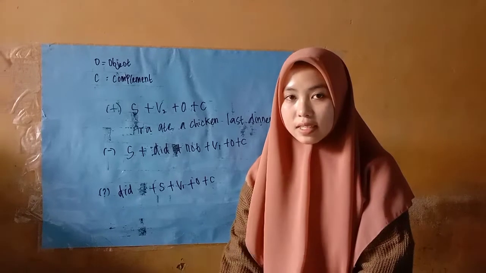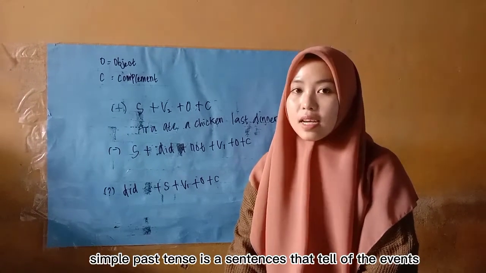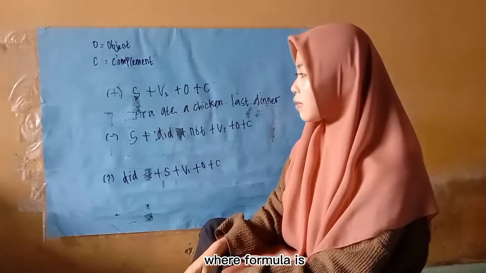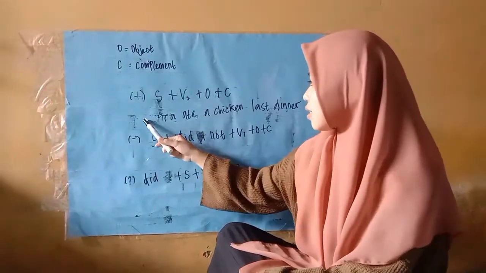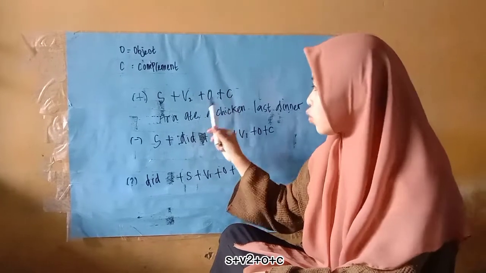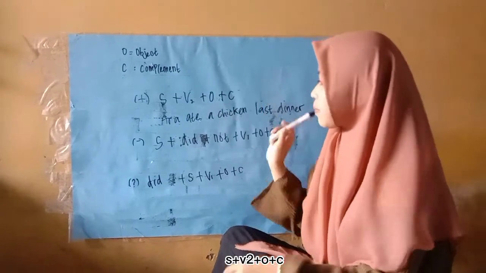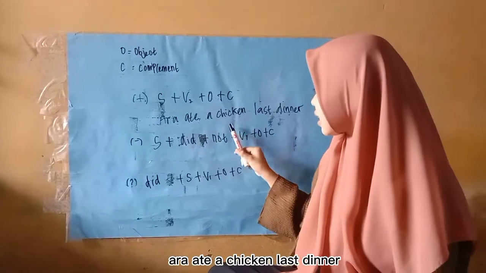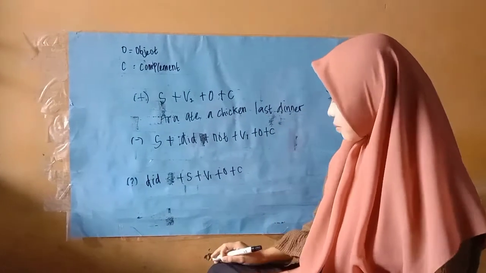Simple past tense. Simple past tense is a sentence that tells of an event that happened in the past. Where formula is positive subject plus verb two plus object plus complement. Where example is Ara ate a chicken last dinner.